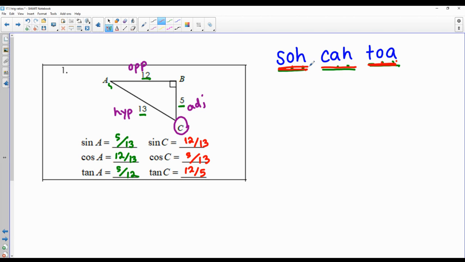I hope I say this enough. I'm going to say it again here so that you'll remember it, but SOHCAHTOA is going to help you to know which of all these ratios they are. All right, so that was question number 1.